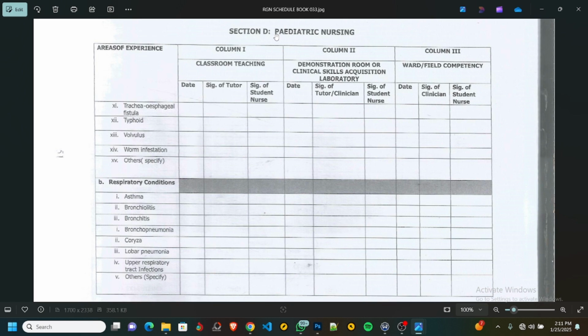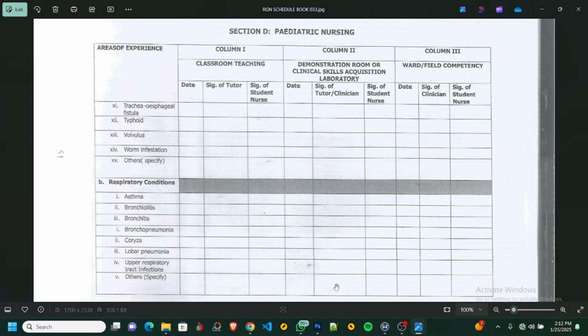Now, this is another sample for pediatric nursing, and this is how it also follows. So you realize we have asthma here, we have bronchitis here, we have bronchopneumonia, we have coryza, we have lobar pneumonia, and the likes. All of these, if they are also taught in the classroom, you indicate the dates for the classroom teaching, you sign as a student, then the tutor also signs. And the same way with the skills acquisition or demonstration, either the skills lab or that of the hospital setting, the dates that all these things were demonstrated to you, you write the date, then you sign as a student, and then the clinician also signs. That is how it is.